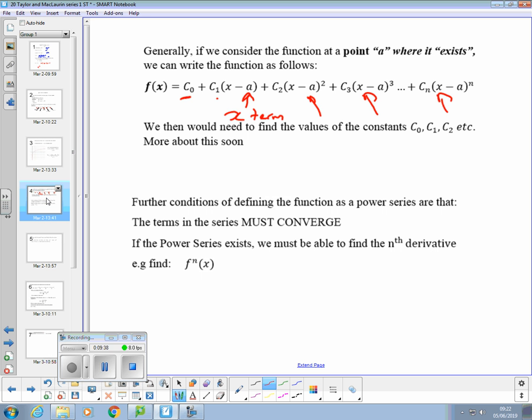Further conditions of defining the function as a power series is that the terms in the series must converge. It means each term must be smaller than the previous one. They are convergent.